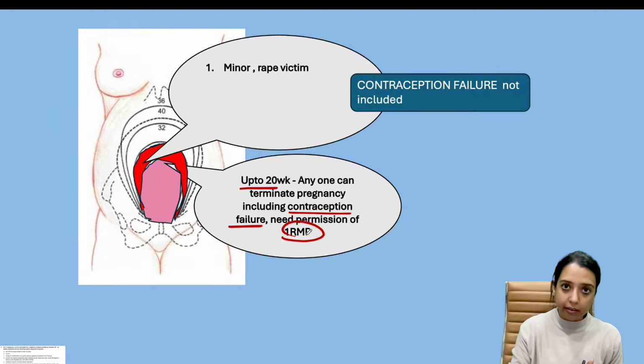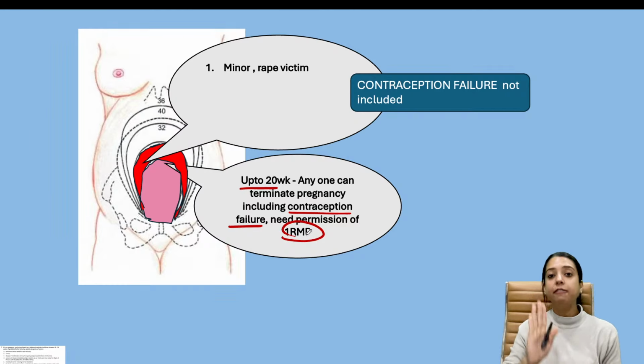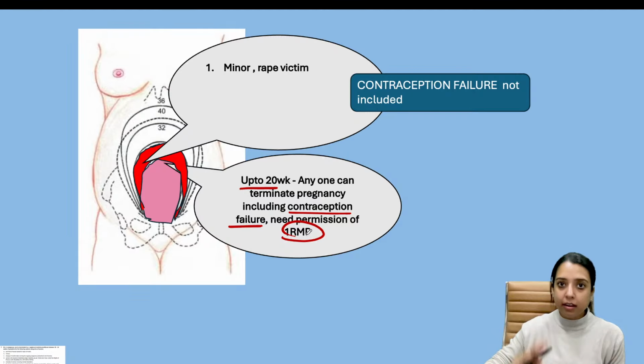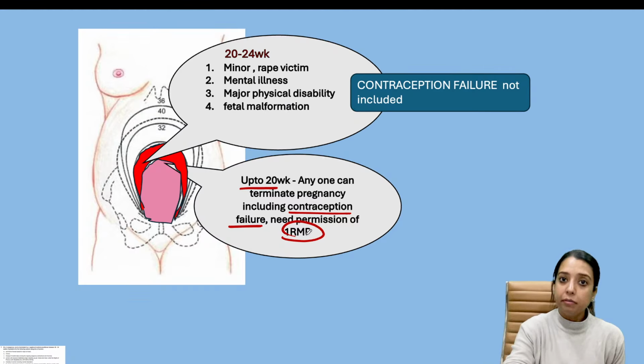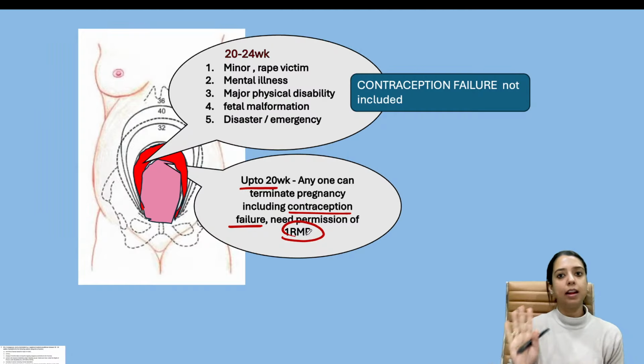She is a minor girl. I told you our abortion guidelines are very liberal. Okay? She is a minor girl. She is a rape victim. She is mentally ill, physically not fit, some fetal malformation. All that is allowed. What is not allowed is contraceptive failure.